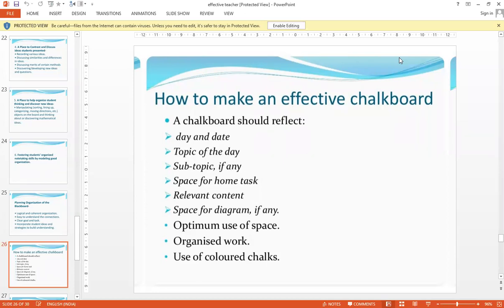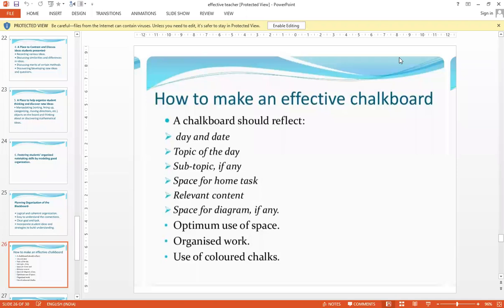Relevant content: we need to make use of the board for writing contents of the particular subject. And then it can also be used for diagrams, like mathematical diagrams of any kind. Optimum use of space, organized work, use of colored chalks. Chalks are not necessary in our school since we use markers.